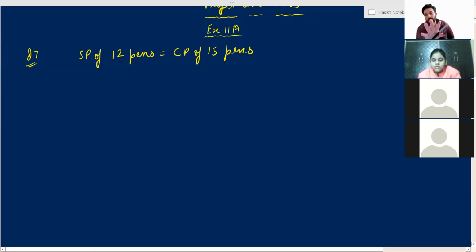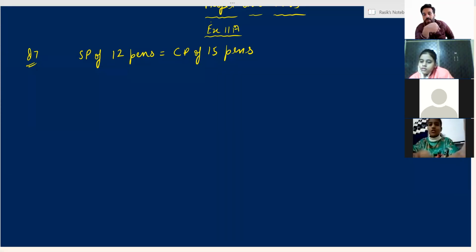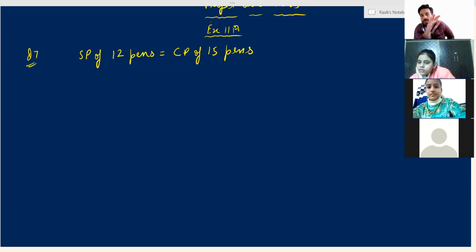It means that you bought some number of pens, and the cost price of 15 pens that you bought, jitne mein aapne 15 pen khareede the, the price at which you bought 15 pens, in the same price you sold only 12 pens. Usne hi rupaye mein you sold 12 pens. That means you still have 3 pens extra, right? That means you will be having a profit. 3 pen extra bach gaya na.